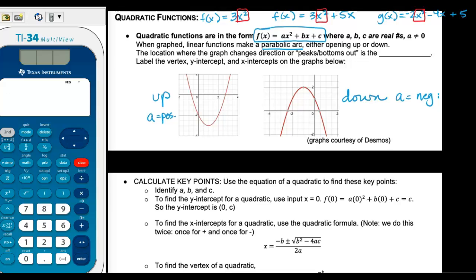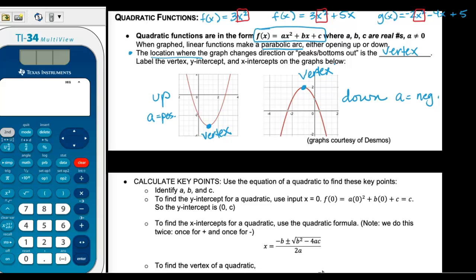Okay, and so let's label the vertex, y-intercept, and x-intercepts on the graph below. And actually, I just skipped this part. We need to define what the vertex is first before we label it. The location on the graph where it changes directions or peaks or bottoms out is called the vertex. It's also the min or max point. So the vertex on the graph on the left is right there, and then we have a vertex here on the graph on the right.